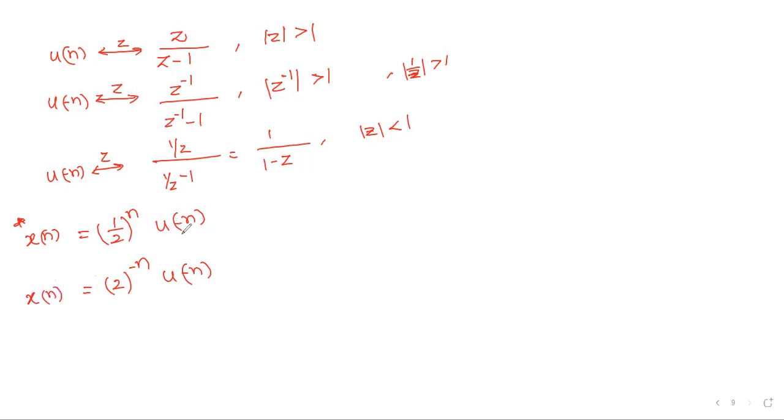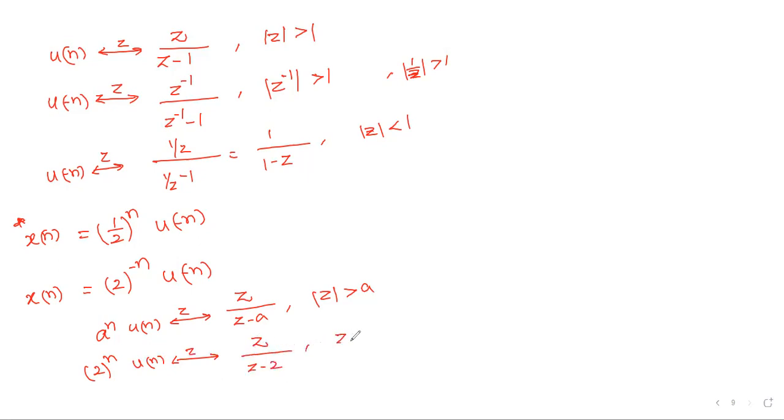Whenever you have this u of minus n, that means negative, you write it like this because it is a simple way. So now, a power n u of n: what is the z transform? Z by z minus a. What is the ROC? Mod z is greater than a. Now 2 power n u of n: the z transform is z by z minus 2, with mod z greater than 2.